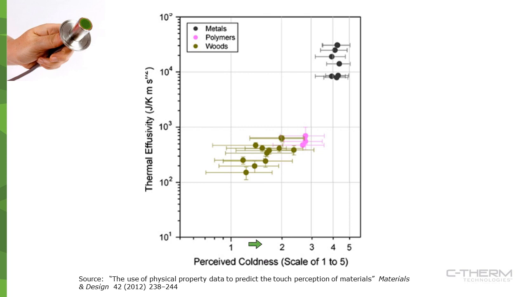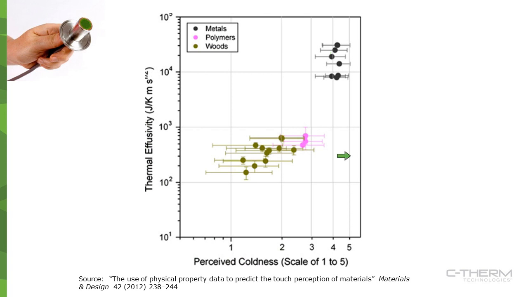A little bit more insight in terms of what effusivity is and how it's used. So this is some work published out of the University College of London in the UK, looking at correlating thermal effusivity versus the perceived coldness of some different materials. So this was done with a human test panel where the human subjects touched different materials, different woods, polymers, and metals, and ranked them on their perceived coldness, 5 being very cold, 1 being warm, relative to the thermal effusivity of the materials. And you can see there's a very good correlation there between those two data sets.